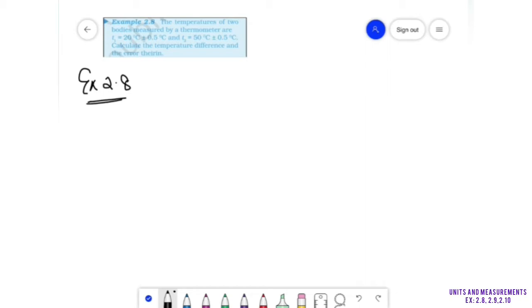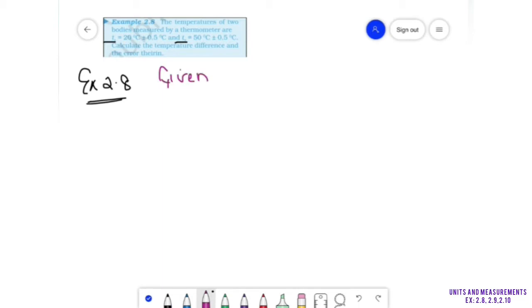So what are the given values here? T1 equal to 20 degrees Celsius plus or minus 0.5 degrees Celsius. T2 equal to 50 degrees Celsius plus or minus 0.5 degrees Celsius. The question is, calculate the temperature difference and the error there.